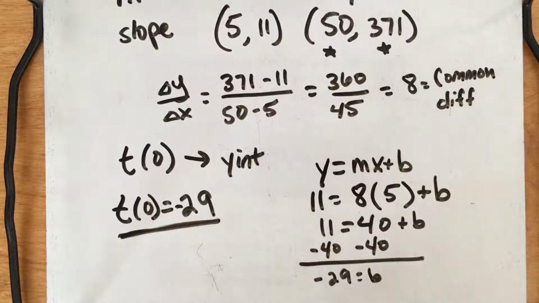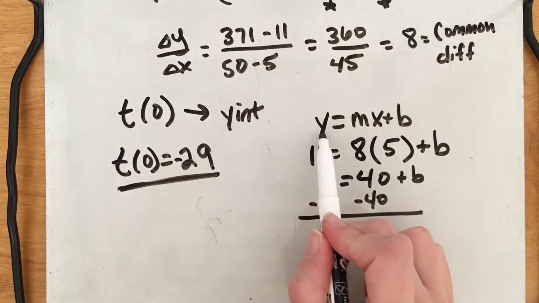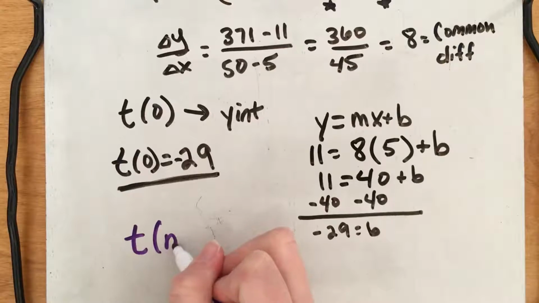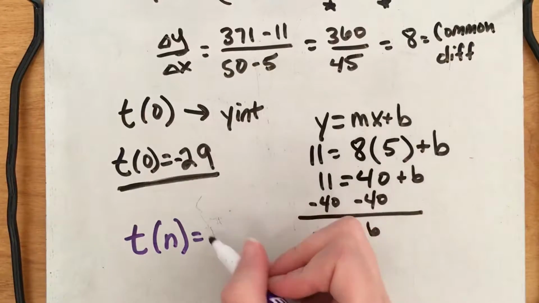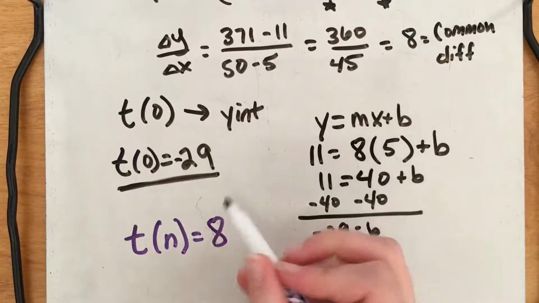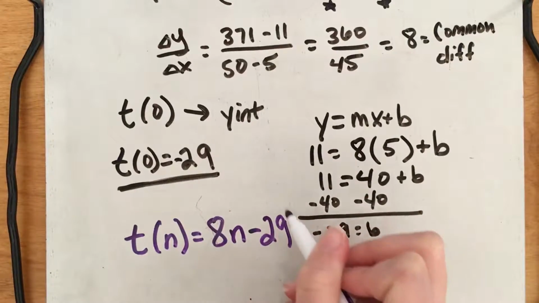So the final goal is to write the equation for the arithmetic sequence. Now the only difference with the sequence versus a line is I don't use x and y, I'm going to use t of n and n. So we're going to use t of n. This is how we'll start. Just like you normally start y equals, but we're going to start with t of n equals for sequences. Then comes our common difference, which is 8. And instead of the letter x as in an equation, we're going to use the letter n. And then our starting value, minus 29.